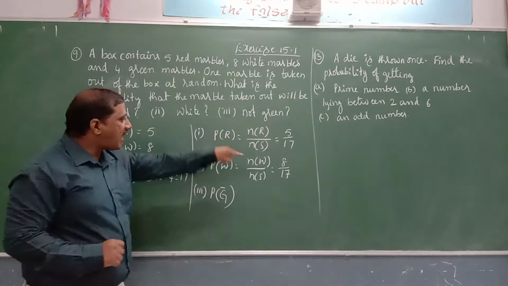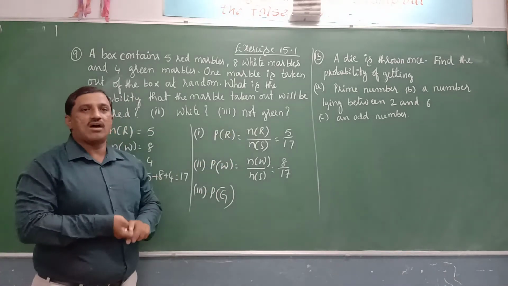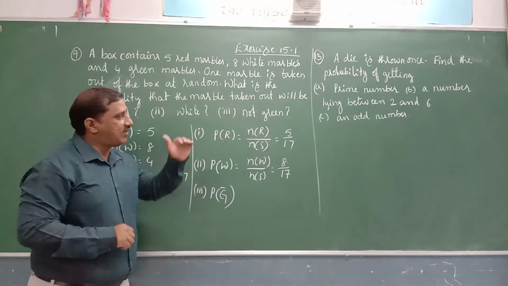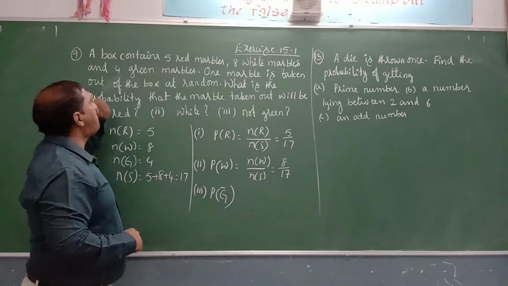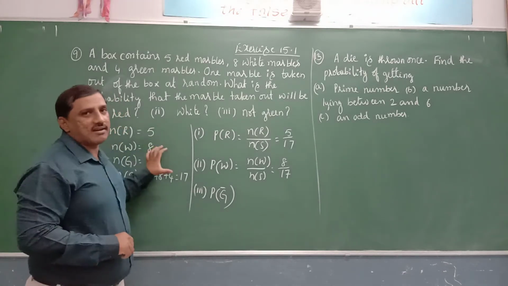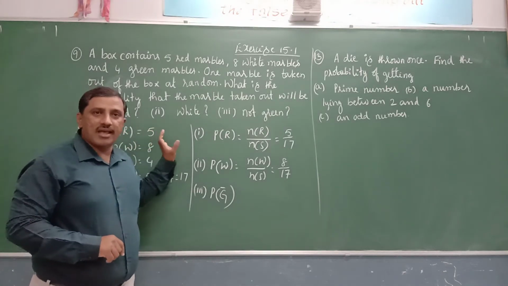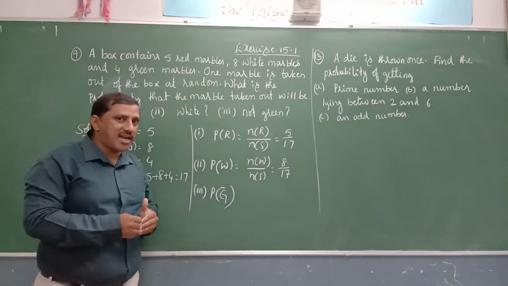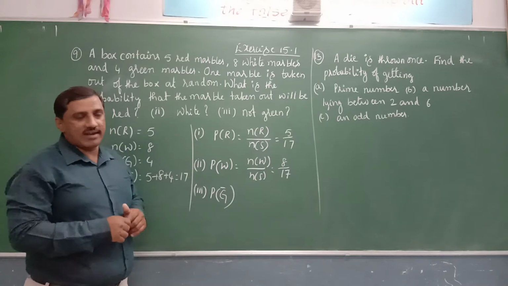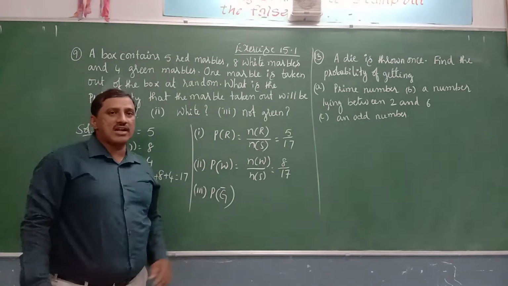We know both. By adding these two, we can get the result. Or find the probability of green marbles, then subtract that from 1. We know all these are elementary events, and as we have studied, the sum of all the probabilities of elementary events is always 1. So like that you can do it.